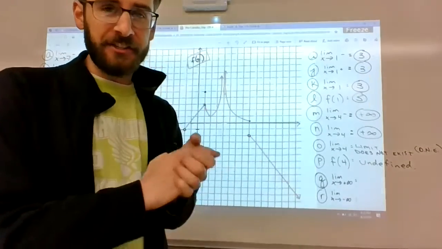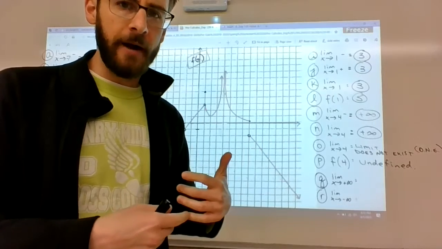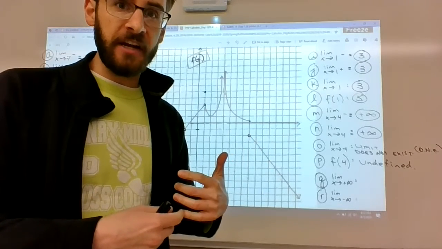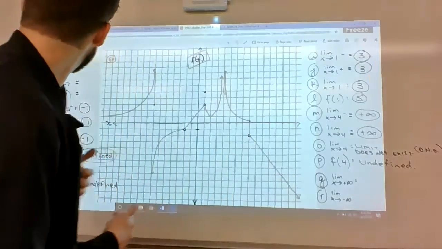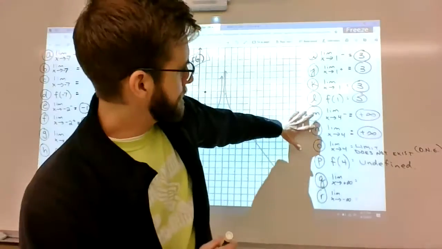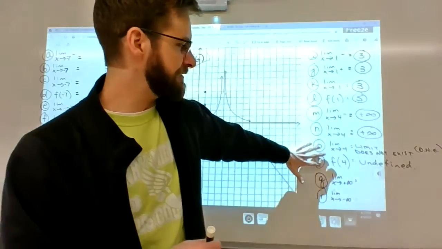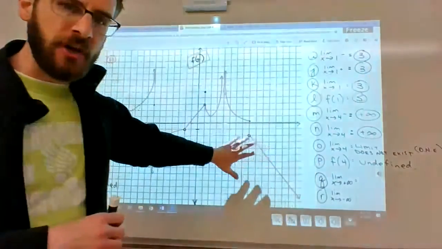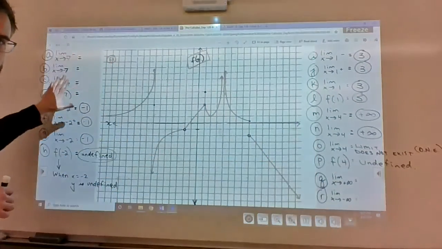I need to finish this example from the notes and maybe talk a little bit about the second example as well. So we were just talking about the limit as x approaches 4 and the function at 4. Now I'm going to talk about a through d.